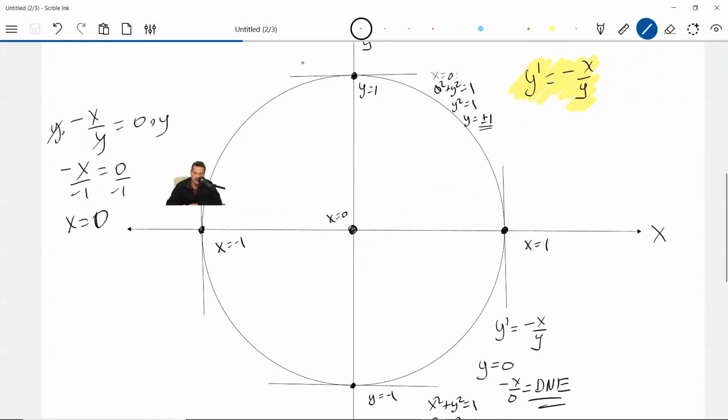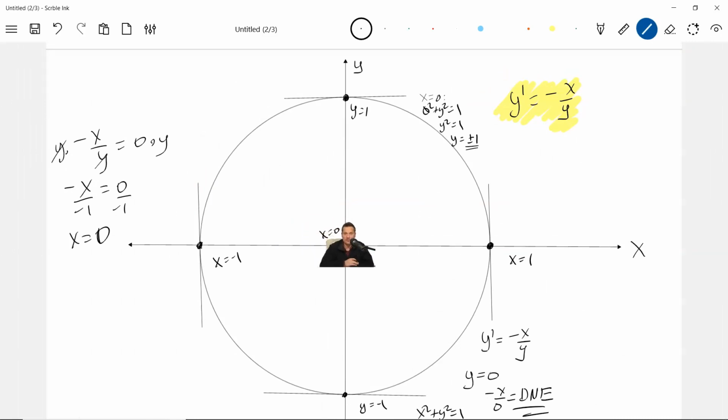So let me zoom out here on the picture and put myself at the center of the circular universe.